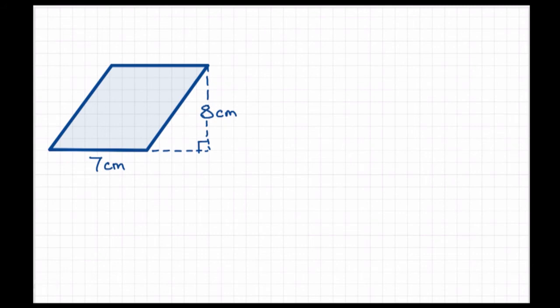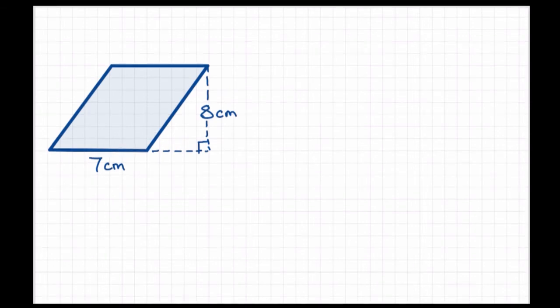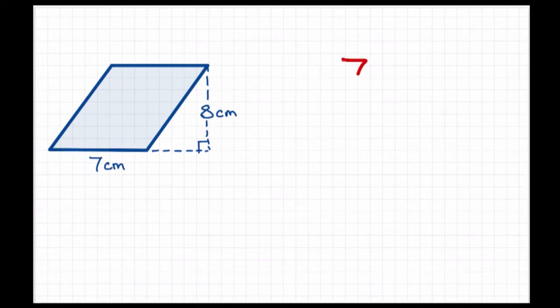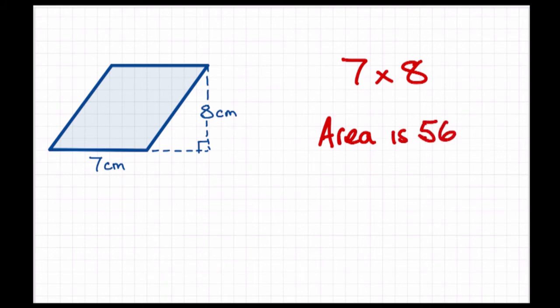And here is another parallelogram. This time can you see that the perpendicular height is outside the shape, but there is a right angle marked right there to show that the height is perpendicular to the extended line of the base. So that means we can use our formula, and this time we have to do 7 times 8, which is 56, so the area is 56 centimeters squared.